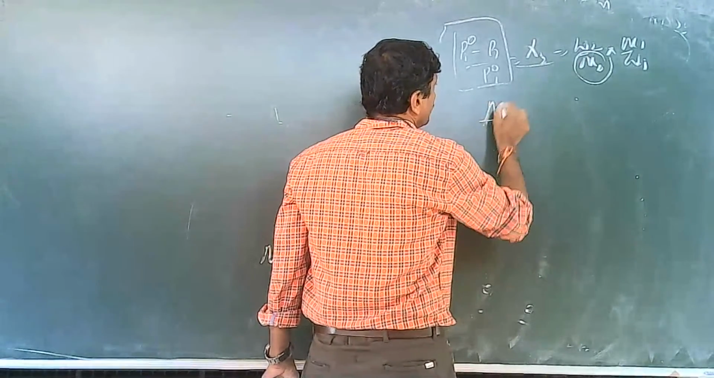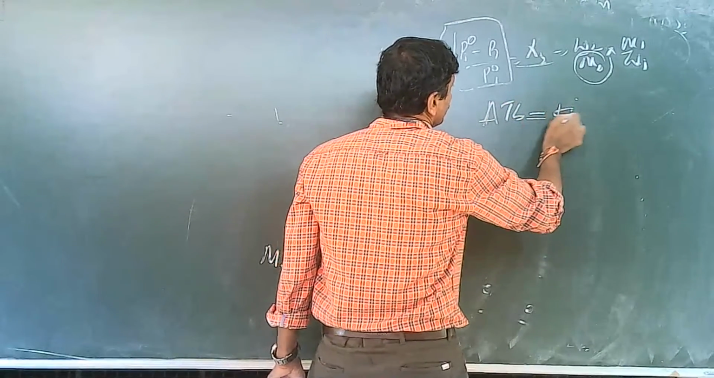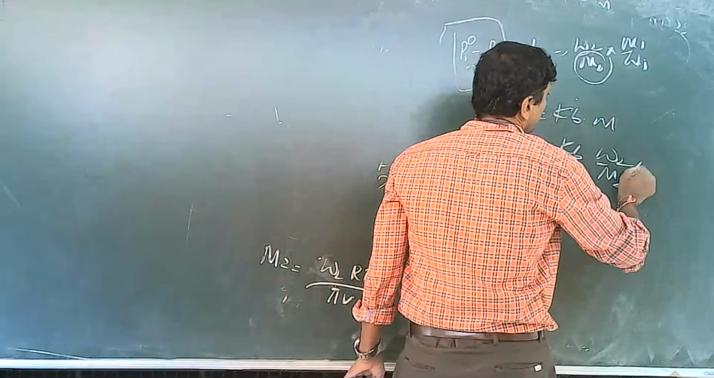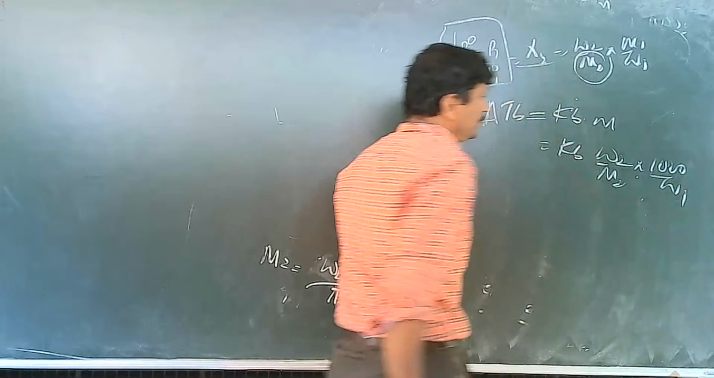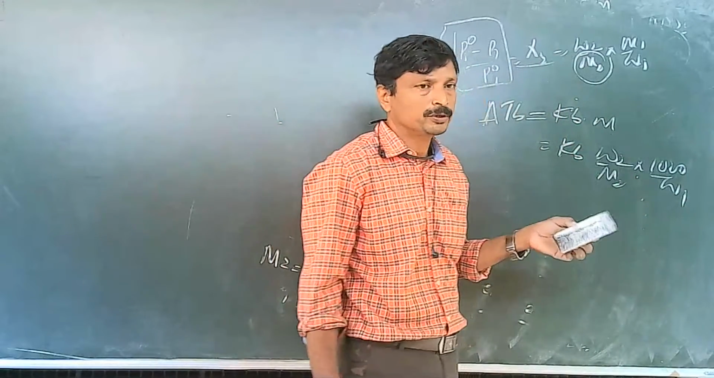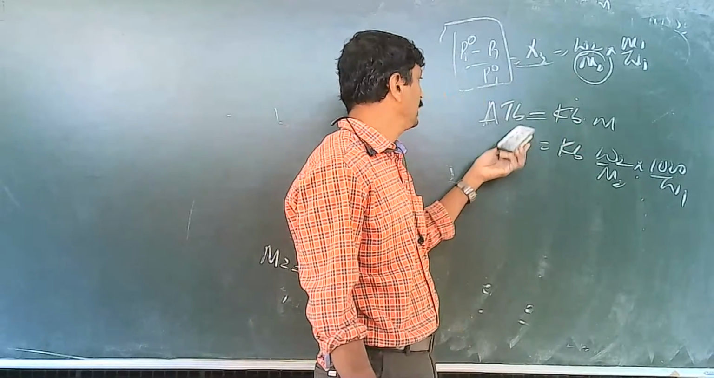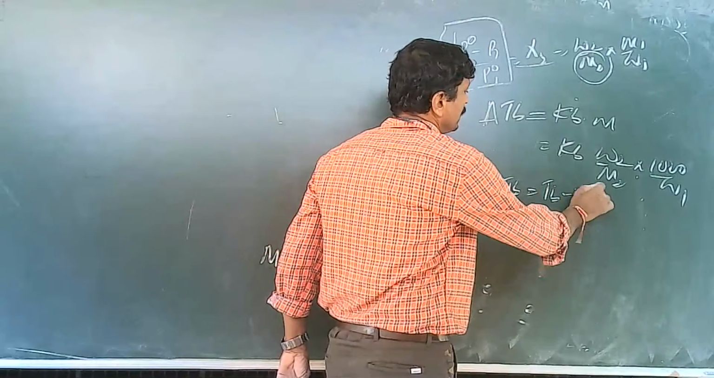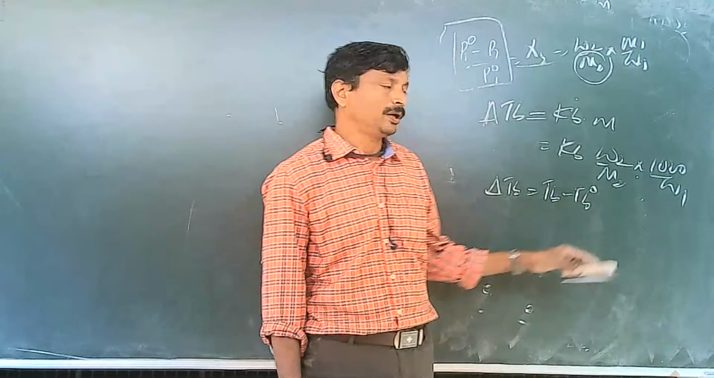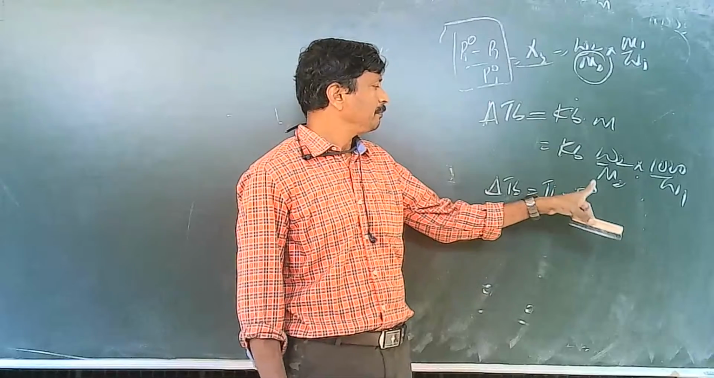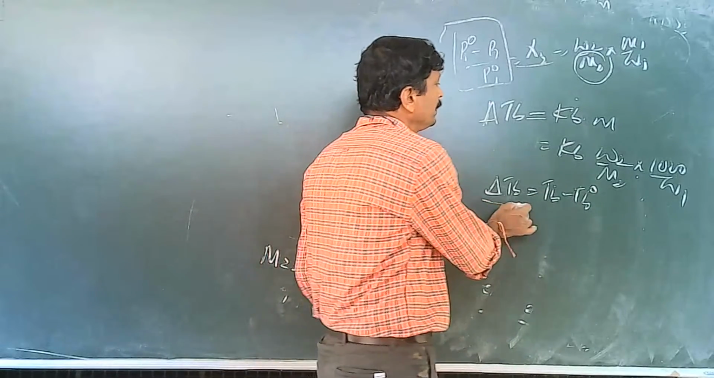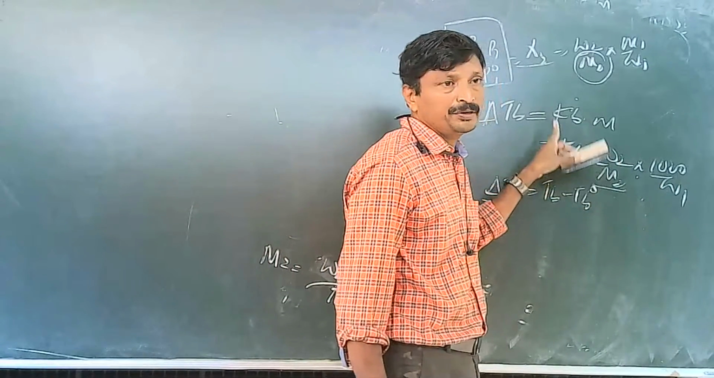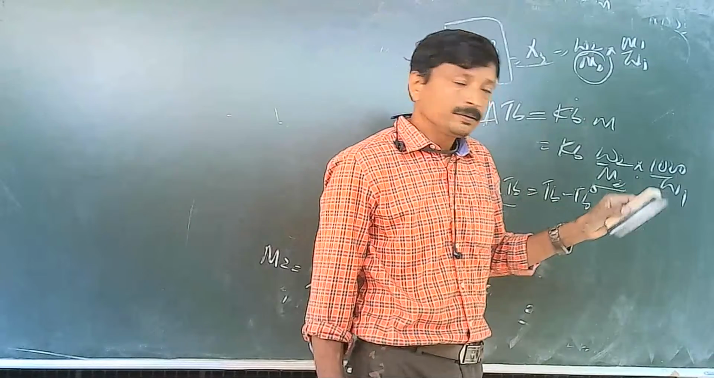And the second method is delta Tb equal to Kb into m, or Kb into W2 by M2 into 1000 divided by W1. Here W2 and W1 are the masses of the solute and solvent. Delta Tb is the elevation in boiling point. Delta Tb is equal to Tb minus Tb naught, where naught stands for the pure solvent: the boiling point of the solution minus the boiling point of the solvent. If you know delta Tb, we can find out M2 by knowing W2, W1 and Kb. Kb is a constant for the solvent.